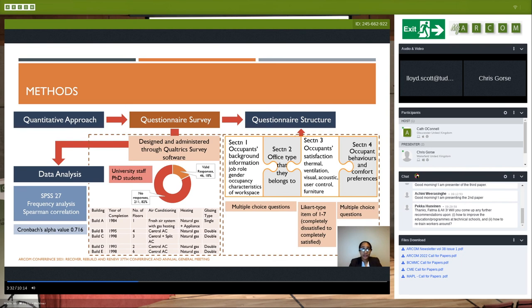In terms of reliability, Cronbach's alpha value for the current study is 0.716, which shows an acceptable level of reliability for 13 constructs of this study.